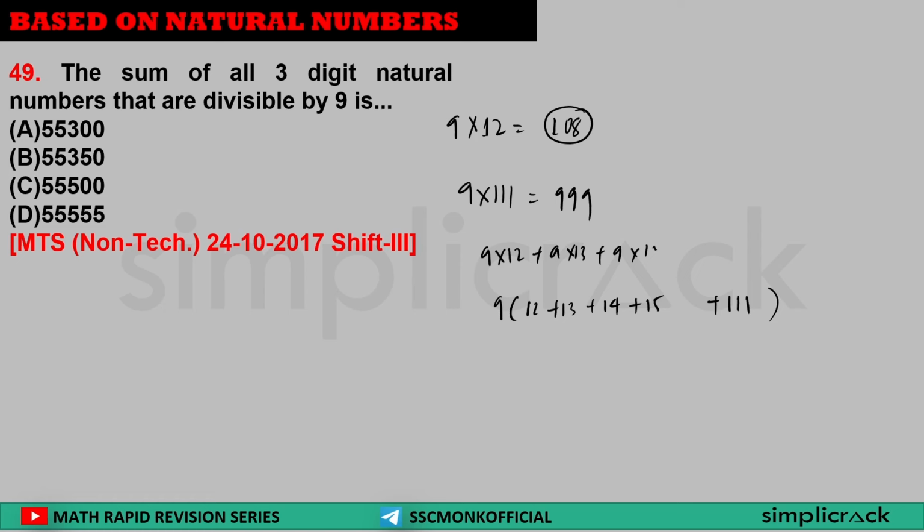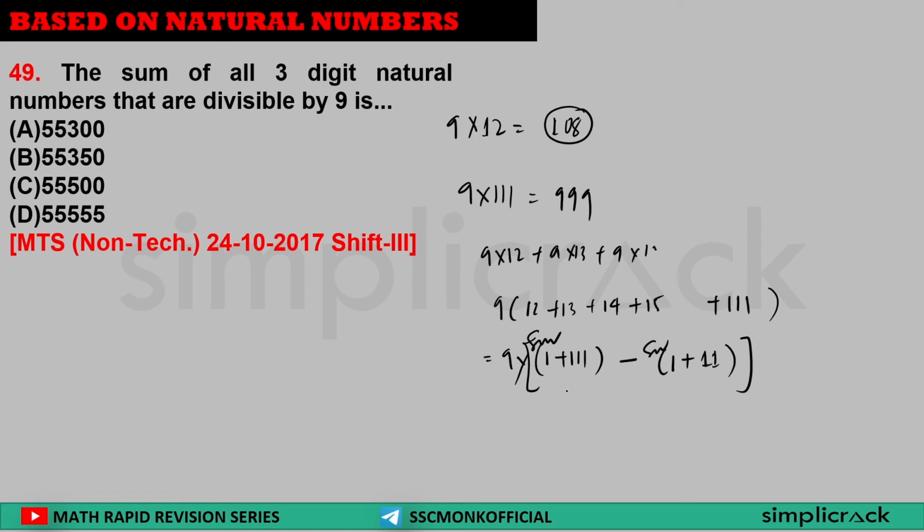So how can I find it? See, there are various possibilities you can use. What I would suggest: 9 into the sum of 1 to 111, minus the sum of 1 to 11. I am talking about the sum, and you will get this answer because that will be the easiest one.